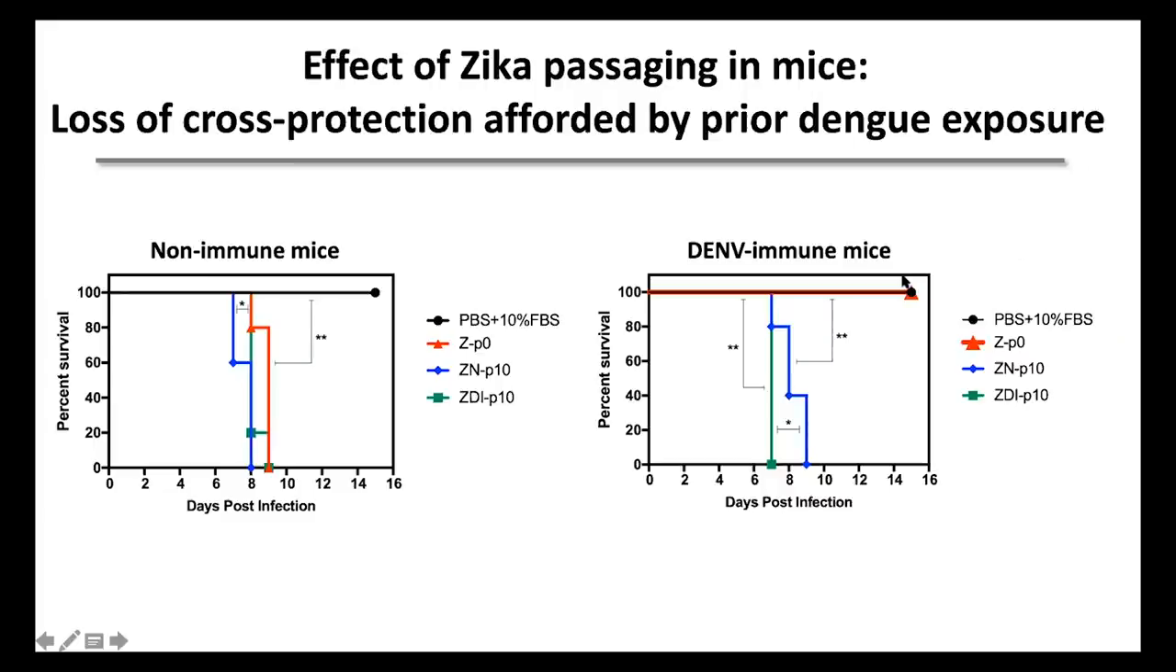Now, when we perform the same experiments, but instead of naive mice, now these are dengue immune mice, we see that if these mice were infected with the parental virus, 100% of them survive, meaning this prior exposure to dengue provided cross protection against Zika, just as expected. However, when we infected these animals with our two mouse-adapted viruses, 100% of these animals die. And this virus, the green line here, these are the mice that were infected with the virus that was passaged in dengue immune animals, and they die even faster than the animals that were infected with the virus that was passaged only in the naive animals.